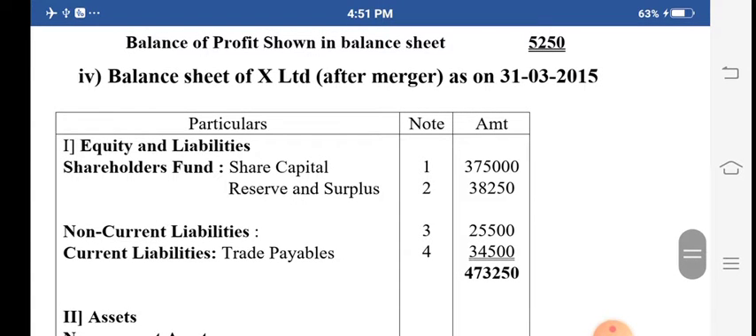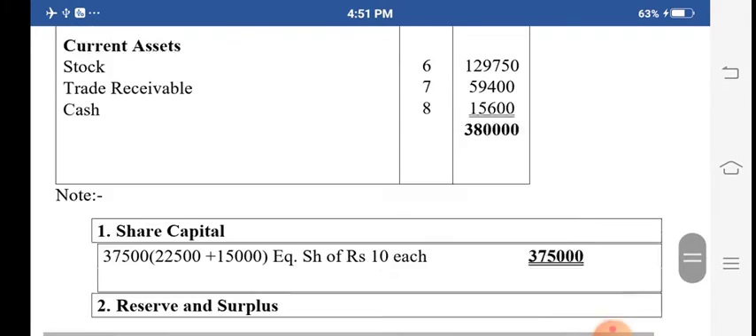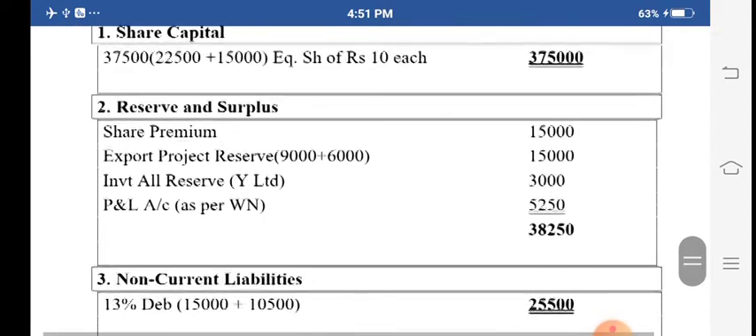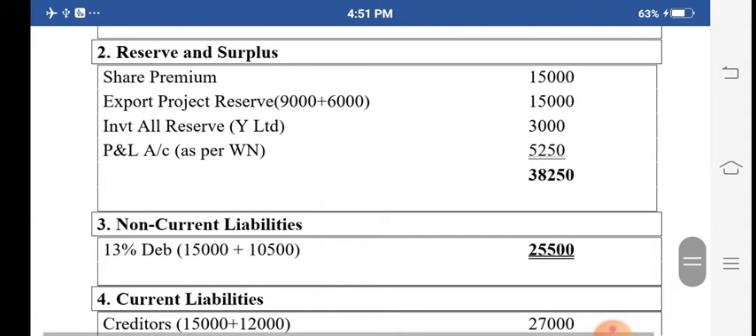Now see related to the reserves and surplus, note number 2, it is 38,250. How did it come? For this purpose we have to see note number 2, reserves and surplus. The share premium is 15,000, where X company has paid rupees 15,000 cash as a share premium.